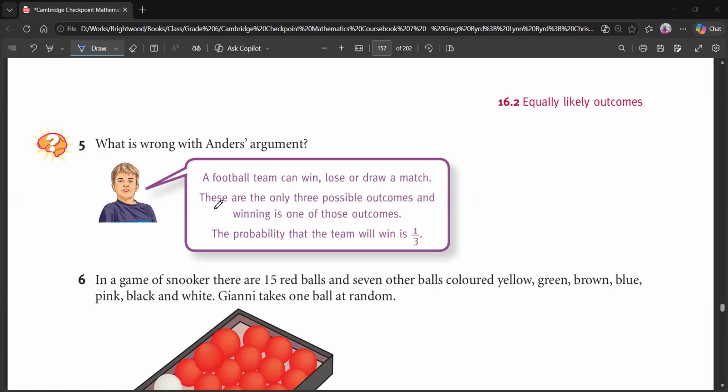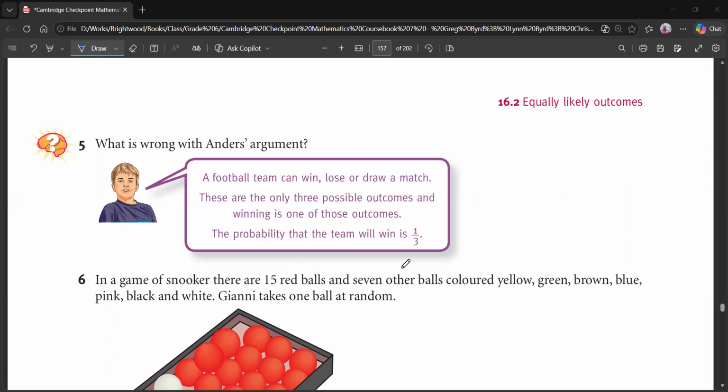What's wrong with Andrew's argument? Here, a football team can win, lose, or draw a match. So these are the only three possible outcomes, and the argument says the probability that the team will win is 1 over 3.